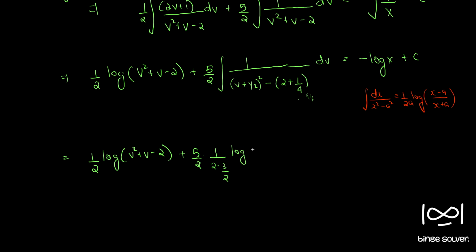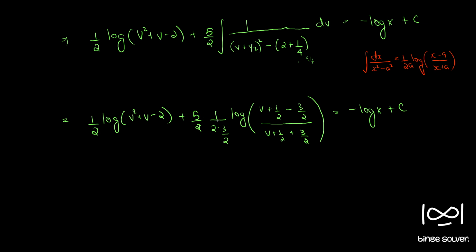Log (x minus a) by (x plus a). Here x minus a is v plus 1 by 2 minus 3 by 2, and x plus a becomes v plus 1 by 2 plus 3 by 2, minus log x plus c. So we can cancel this 2 and 2.